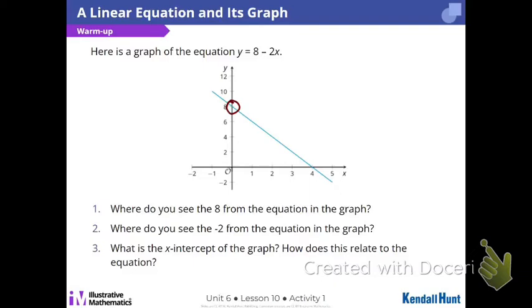Where do you see it in the equation? Yeah, it's the 8. It's the constant. Remember that word yesterday? It's the constant in this. Meaning the slope has no effect on where it is, right? So in context, whatever is happening, it's starting at 8.